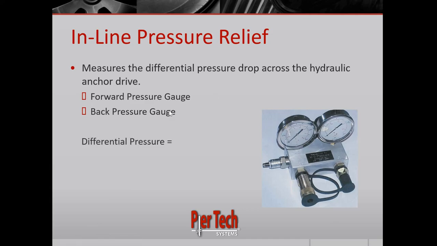Next, you calculate the differential pressure by taking the forward pressure reading and subtracting out the back pressure. So an example would be if you have a forward pressure of 1,000 psi and a back pressure of 200 psi, your differential would be 1,000 minus 200, which is 800 psi.